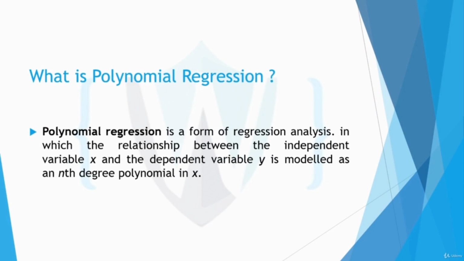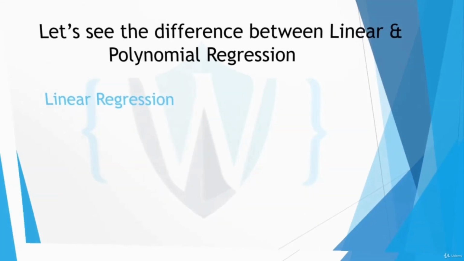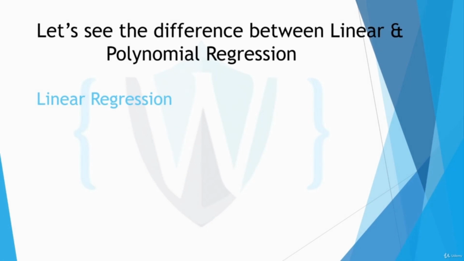Now, as you all know, when there is a linear relation between our independent variable x and dependent variable y, we use linear regression model. But what if the relationship is non-linear or somewhat a parabolic relationship between x and y? Then in this situation, polynomial regression comes in handy. Now let's see a small difference between linear regression and polynomial regression.